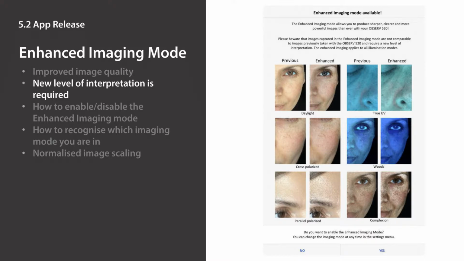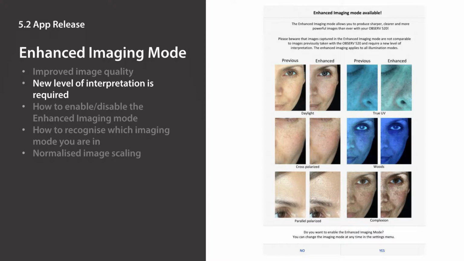The image quality improvements apply to all illumination modes. It is very important to note that the images captured in the enhanced imaging mode are not comparable to images that have been previously captured with the OBSERV 520 and that they require a new level of interpretation. This means that when you have an existing client in a certain treatment program of whom you are carefully monitoring the progress of the skin appearance, when you want to compare their pictures to a previous session, you need to do that comparison within the same imaging mode.